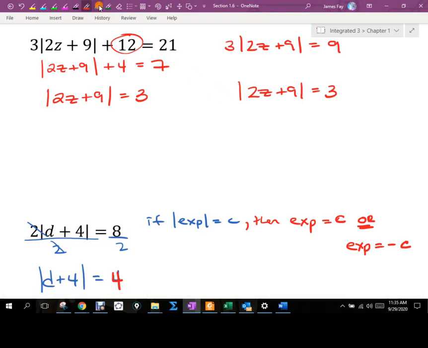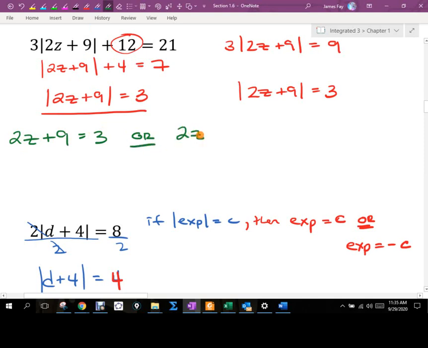So now at this state, this is our rule, right? We now say 2z plus 9 equals what? 3. Or 2z plus 9 equals what? Negative 3. Good. And then we solve those individually. So subtract 9. We get 2z is equal to negative 6. Did you guys get z to be negative 3 for one answer?